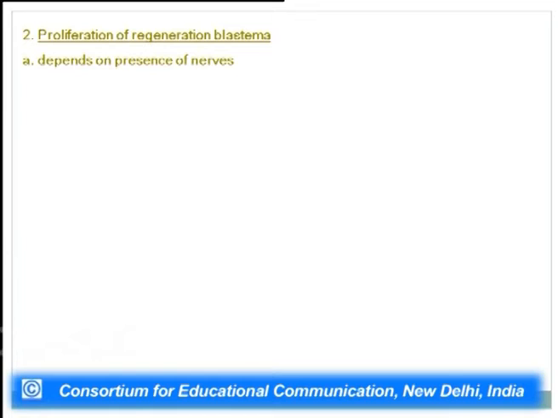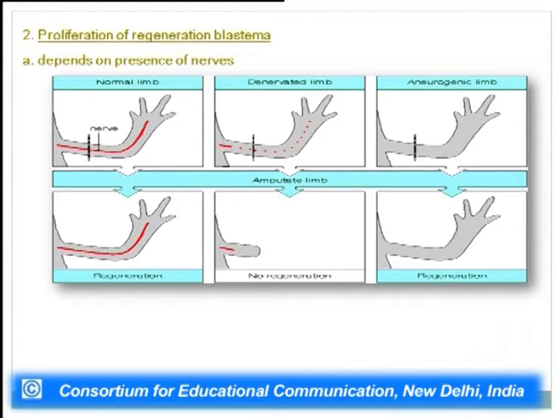Another factor that affects regeneration is the proliferation of the regeneration blastema. So first was the formation of the regeneration blastema. Next is what factors affect the proliferation or the growth of this regeneration blastema. It depends upon the presence of the nerves. This experiment clearly shows that there is a normal limb and there is a cut that has occurred, and there is regeneration.